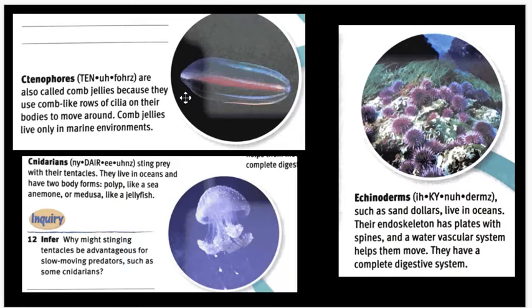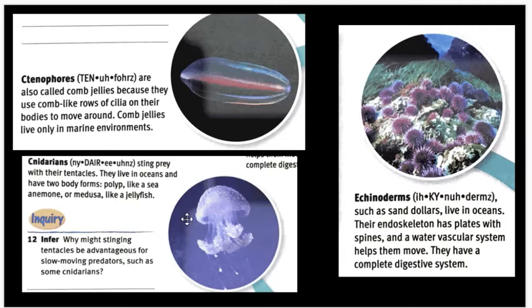So ctenophores are also called comb jellies because they have rows of cilia on their bodies to move around. So remember we talked about cilia before. Cilia are basically short hair-like projections. So these comb jellies, they have cilia all over their body, and when they move them all together, it helps them to swim. This over here is a cnidarian.